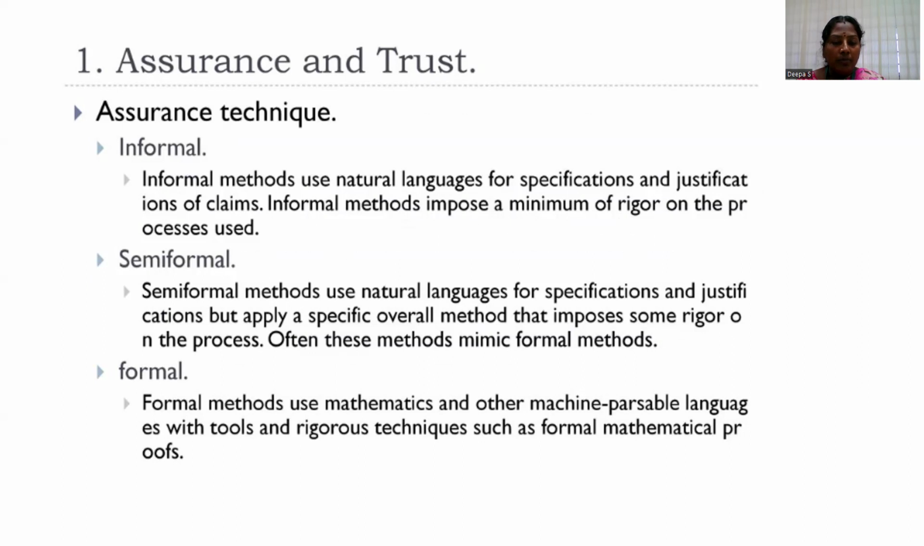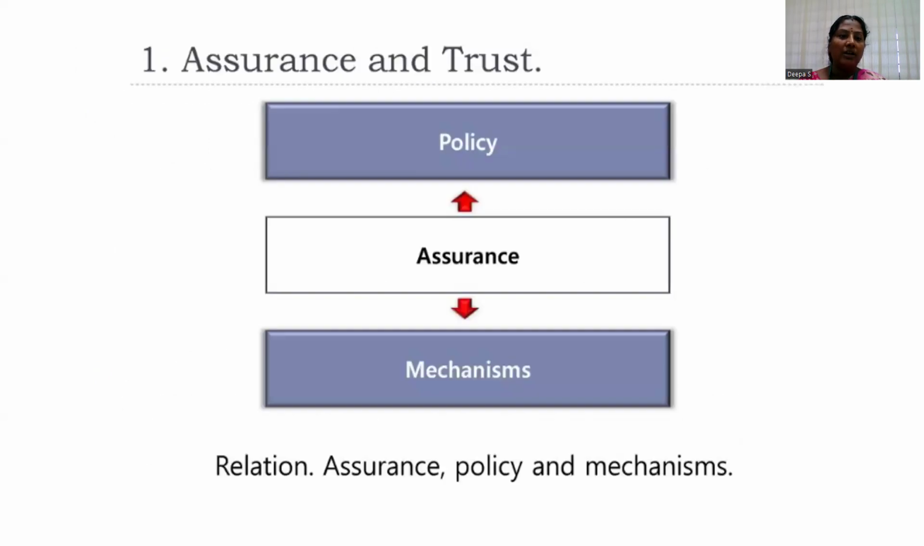There is a process that is done in the informal method, which is going to give results to the clients. The semi-formal method also uses natural language for specification, but it is applicable for all the methods used in that particular process. Formal assurance is represented using a mathematical representation as a proof. Assurance is represented through policies and assurance mechanisms, which support the assurance.